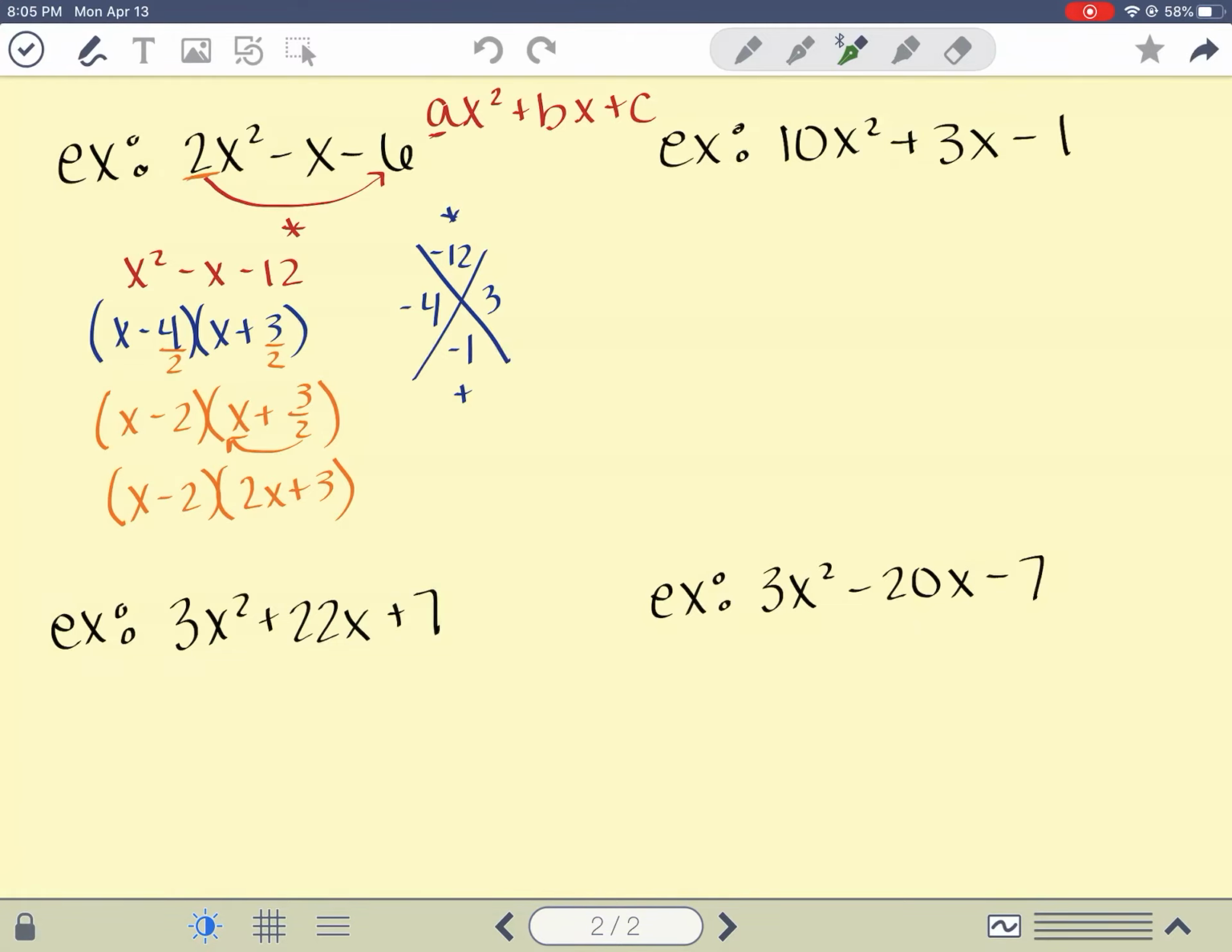Of course, I always suggest that you check your answers. You can multiply it back out and check, like we did with the previous two examples. So you know that you can always check your answers.